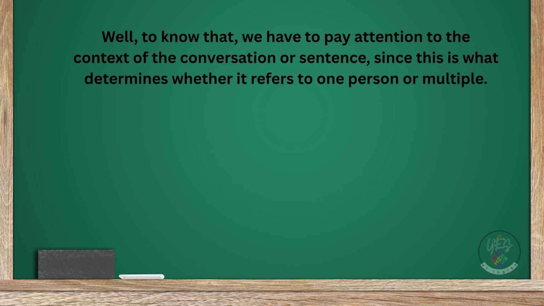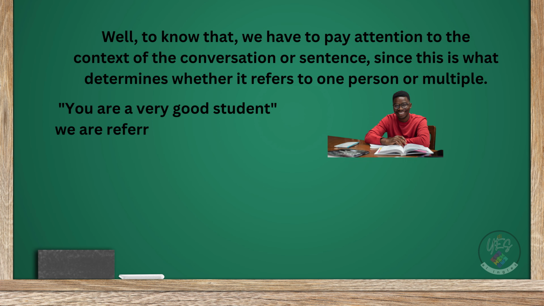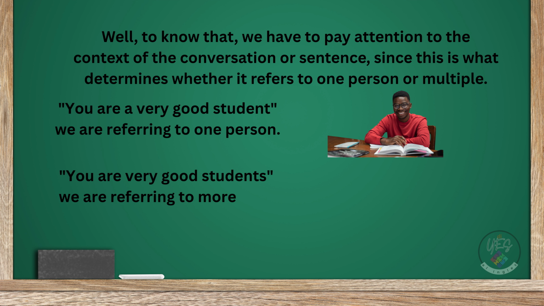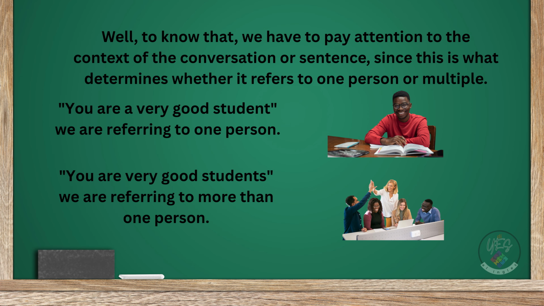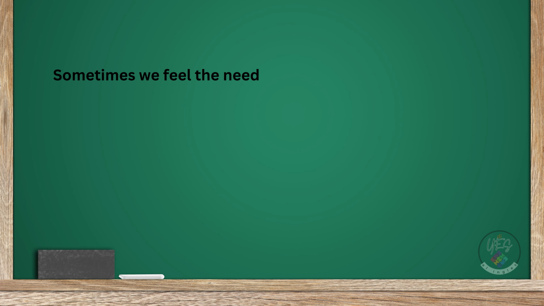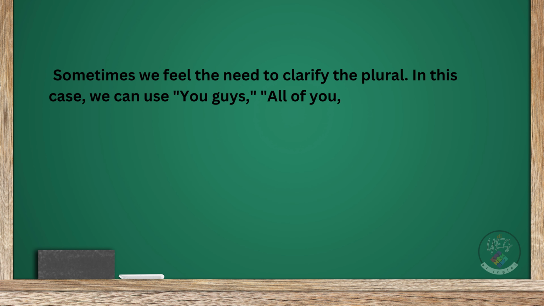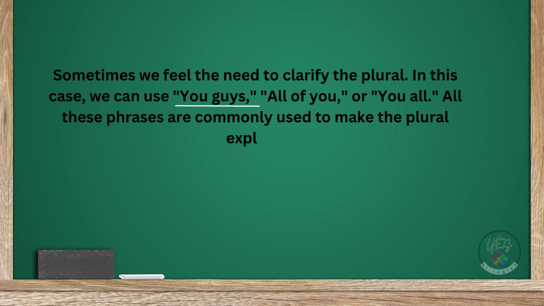For example, if we say, "You are a very good student," we are referring to one person. But if we say, "You are very good students," we are referring to more than one person. In both cases, we are using you. The only differences are the letter A between are and very in the first example, and the letter S at the end of the word student in our second example. Sometimes we feel the need to clarify the plural. In this case, we can use you guys, all of you, or you all. All these phrases are commonly used to make the plural explicit.